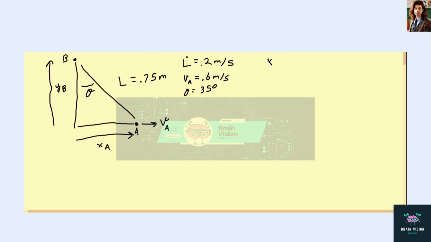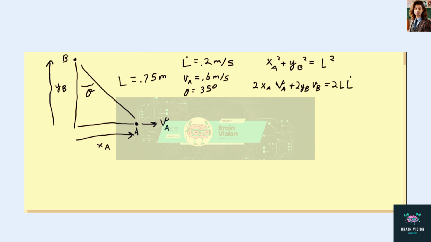We know that by the Pythagorean theorem, xa squared plus yb squared will have to equal that length squared. That's fairly simple. We can take the time derivative of this. If we take the time derivative, this will give us 2xa xa dot, which will just be the velocity of A, plus 2yb times the velocity of B, and that will equal 2L times L dot.